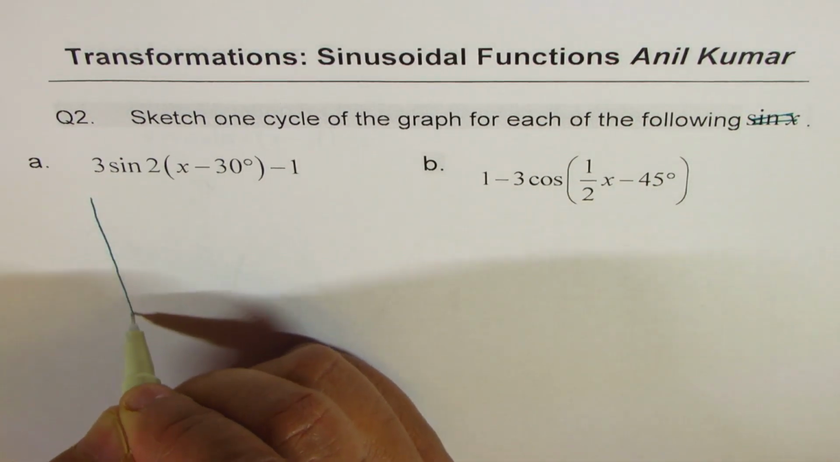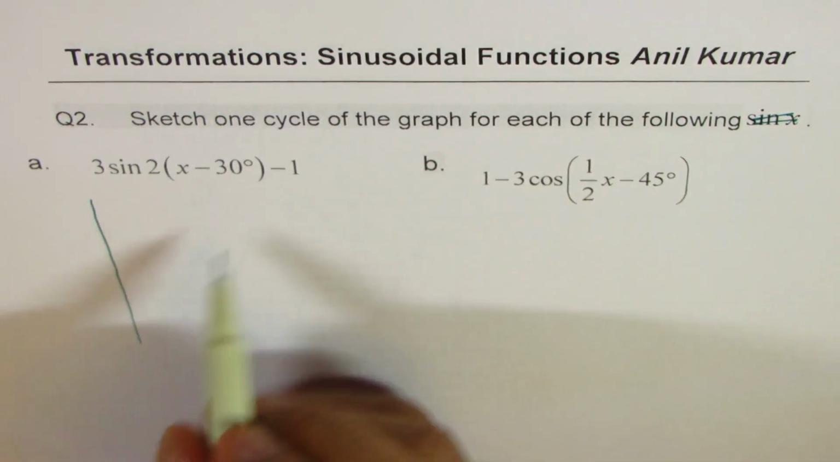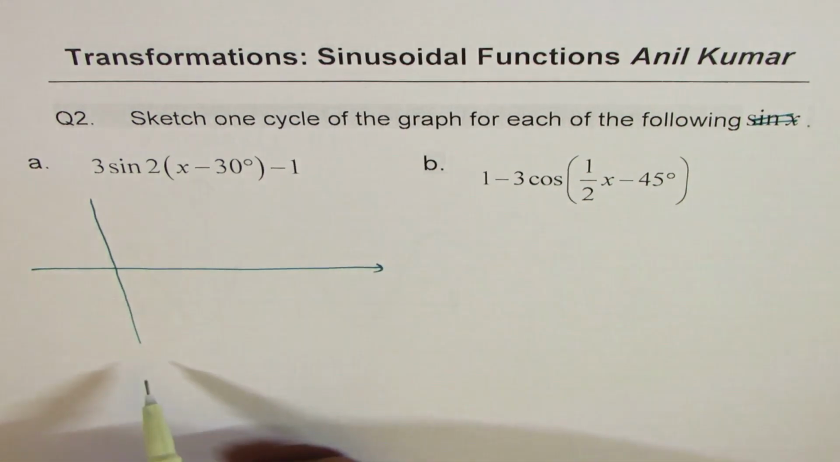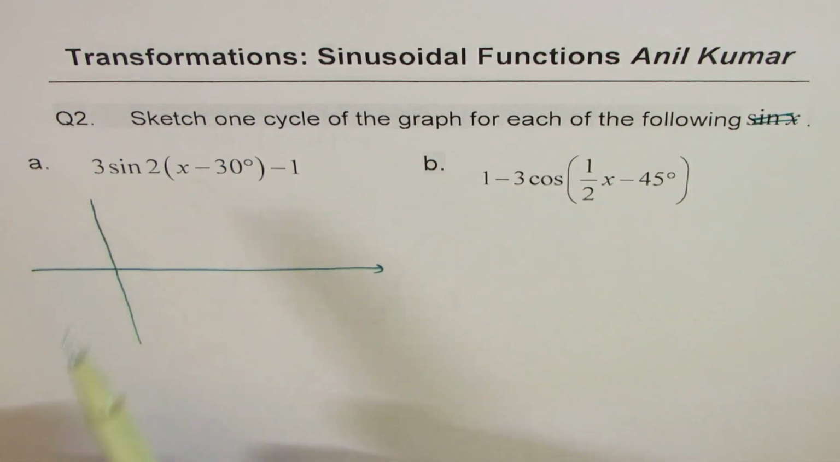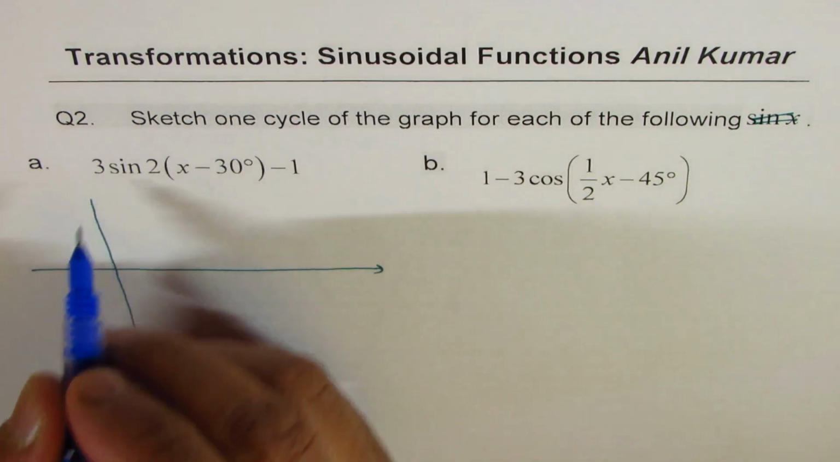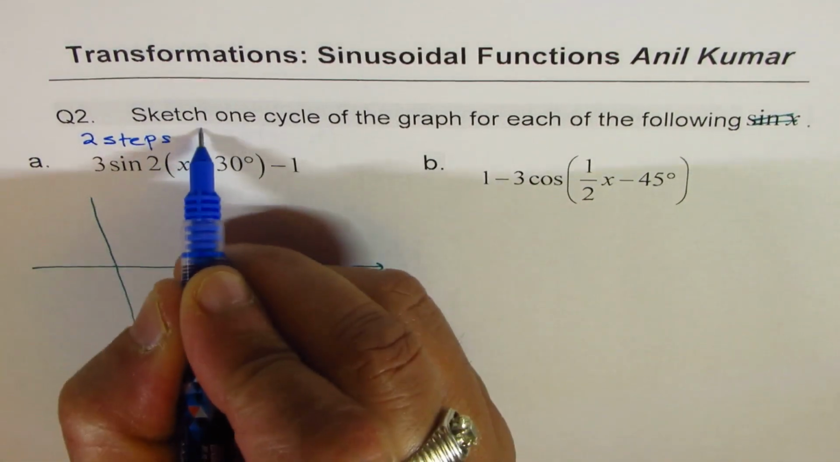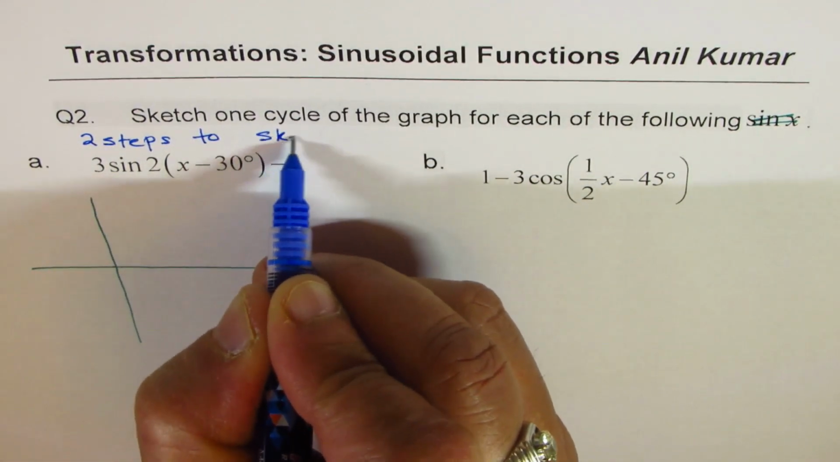Now let me show you how to sketch it. So let us say this is the mean axis, right? I will sketch it in 2 steps. So I'll follow 2 steps to sketch.